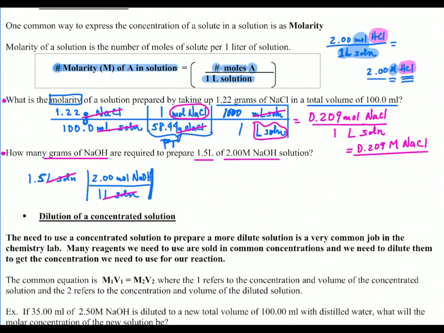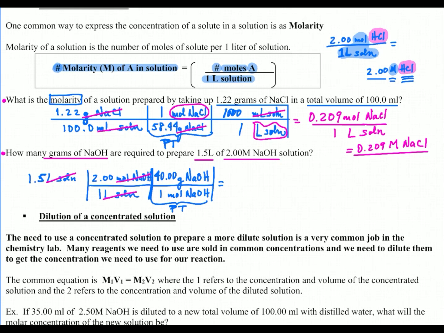I would be in moles at this point, but I want to go a step further. And I want to go from moles of NaOH to grams of NaOH. I want to know how many grams I need to go weigh out in order to make this solution. So if you run to the periodic table, add 1 sodium, 1 oxygen, and 1 hydrogen with a 2 decimal point periodic table, you're going to end up with 40.00 grams per mole of sodium hydroxide.